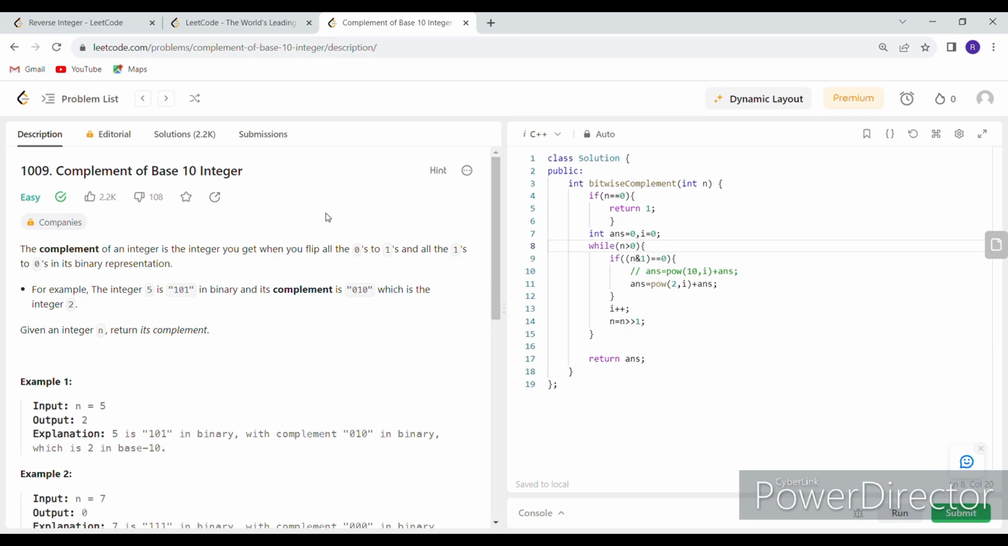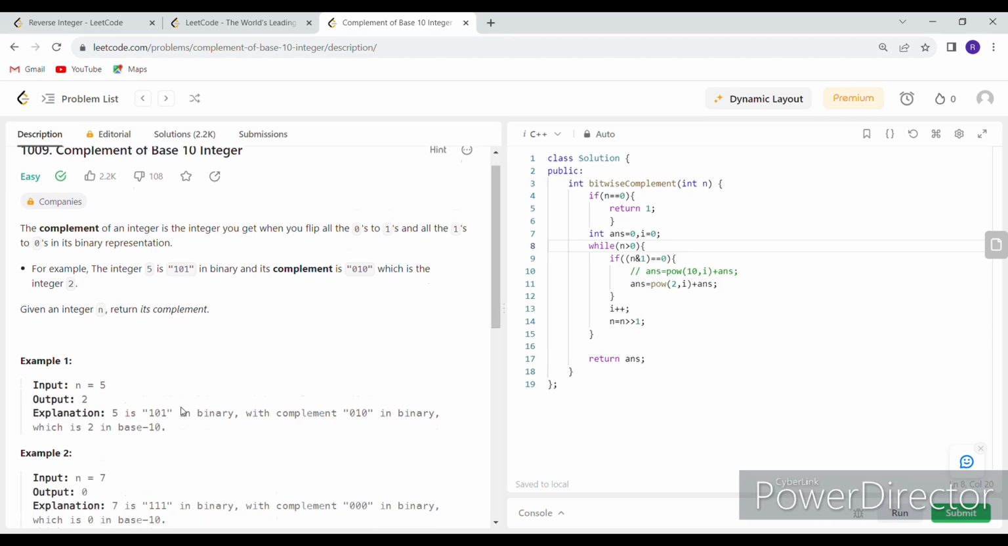So finding complement simply means that we need to reverse the bits. If it is 0, we need to reverse it to 1. If it is 1, we need to reverse it to 0. Okay, so let's see an example.